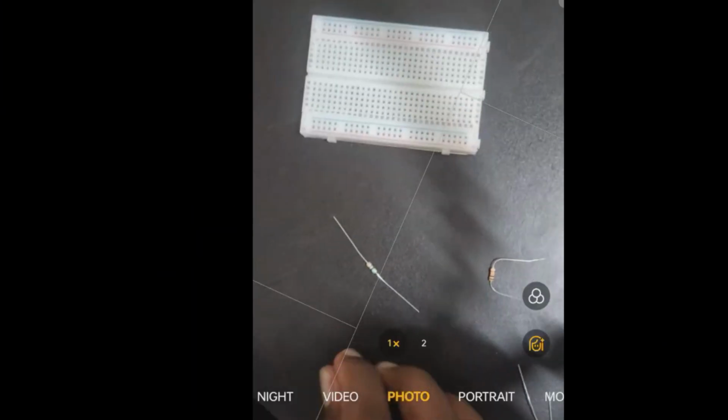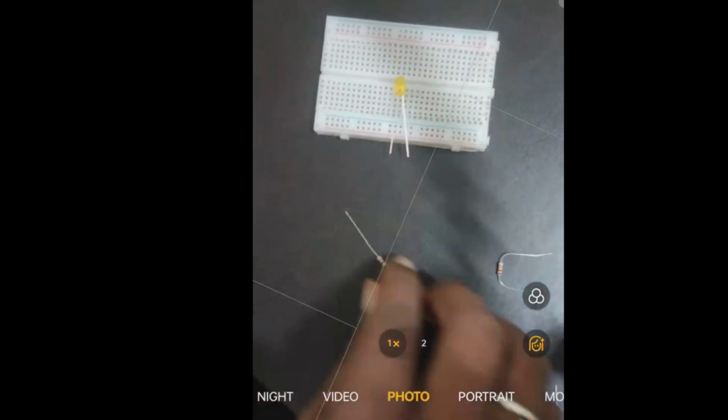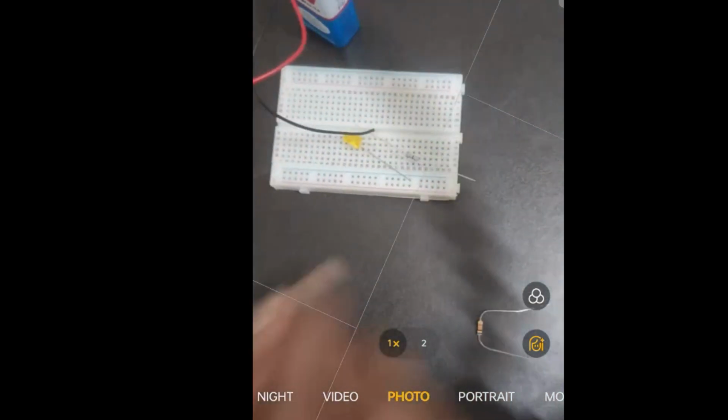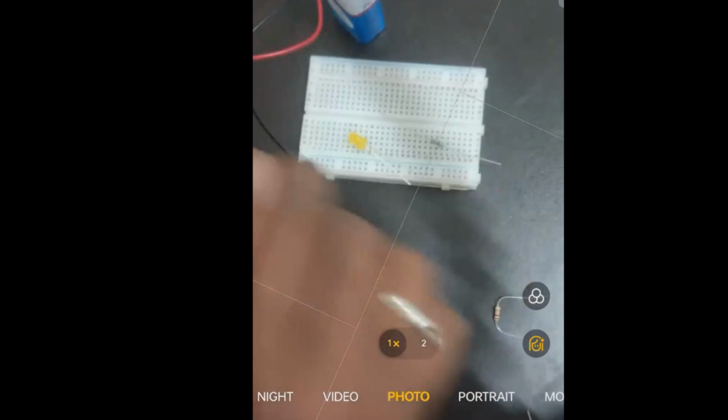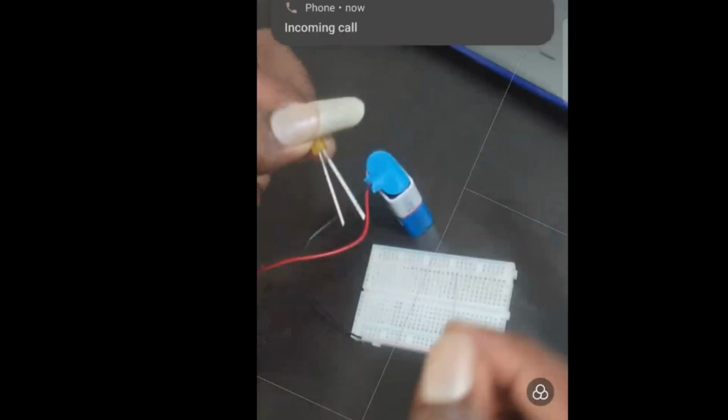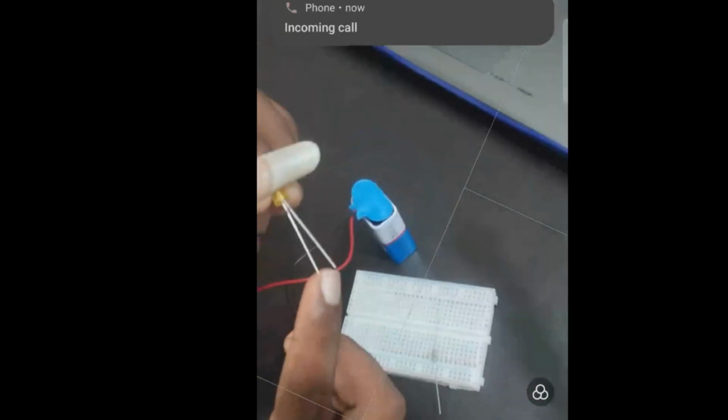Take one color LED and the battery and the battery connector. So these are the components required for this particular first exercise. The LED and the resistor. See which one is connecting first. So he's taking the cathode.